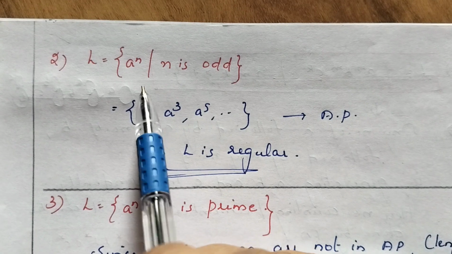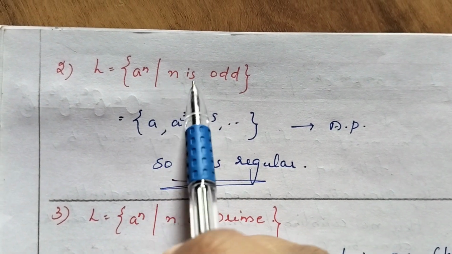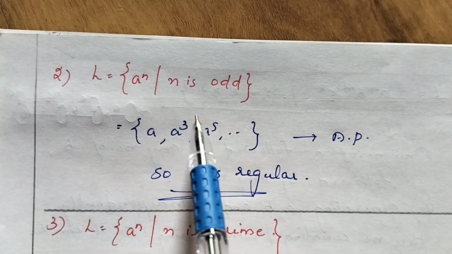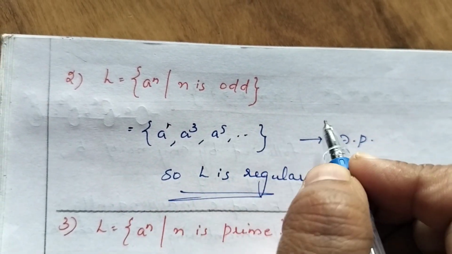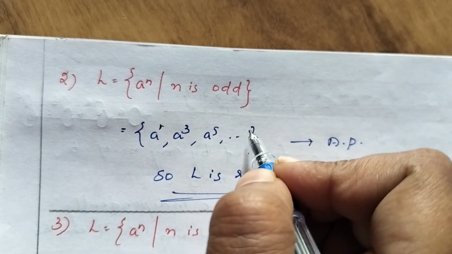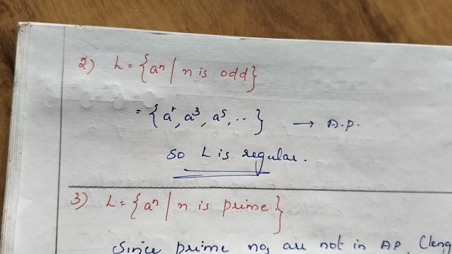Similarly, in case n is odd, A power n such that n is odd. Odd means 1, 3, 5, 7. You can see the common difference: 3 minus 1 is 2, 5 minus 3 is 2. So you can see this is in an arithmetic progression, right? So definitely this particular language is a regular language.